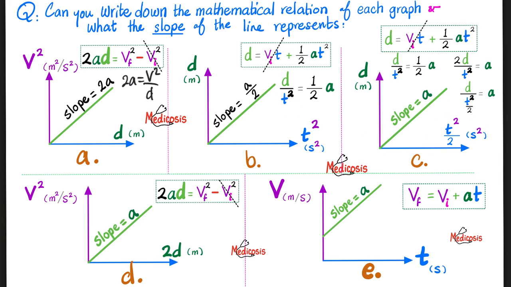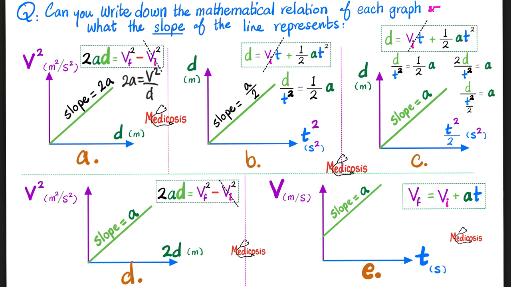Third, here is displacement over time squared divided by 2. It's the same equation, you just keep rearranging it and rearranging it to find out that this slope has to be a. So this is the same equation as this. Why did I cancel out v initial? Because I started from 0, so v initial has to be 0 in each one of these cases.